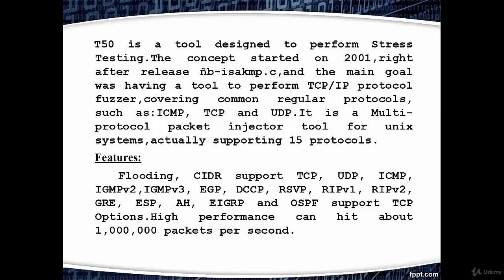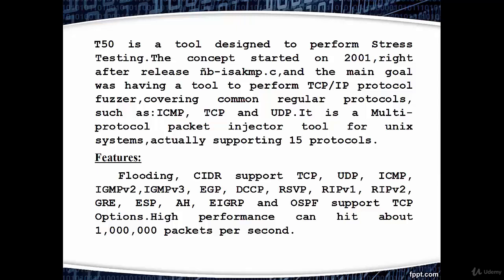It is a multi-protocol packet injector tool for Unix systems, actually supporting 15 protocols. Features: flooding, CIDR support, TCP, UDP, ICMP, IGMPv2, IGMPv3, EGP, DCCP, RSVP, RIPv1, RIPv2, GRE, ESP, EH, EIGRP, and OSPF support. TCP options, high performance, can hit about 10 lakh packets per second.